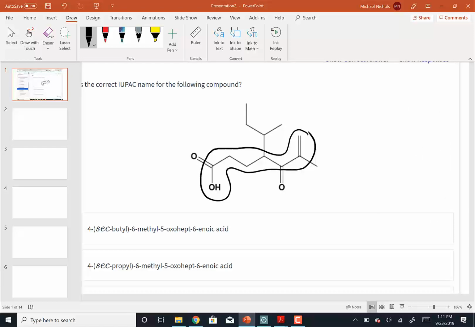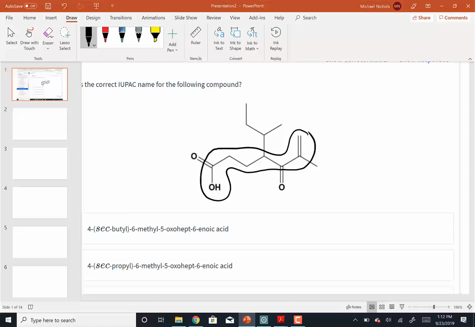So finding the longest chain that contains everything is going to look like this. Right. That's the longest chain that contains the carbon attached to a double bonded oxygen, the carbon-carbon double bond, and the carboxylic acid. So this is going to have 3 different functional groups in it that we have to deal with. Now, who has the highest priority of all 3, according to the chart? The carboxylic acid has the highest priority of all of them.